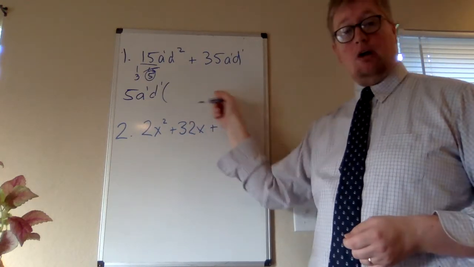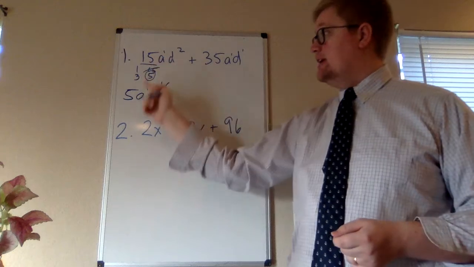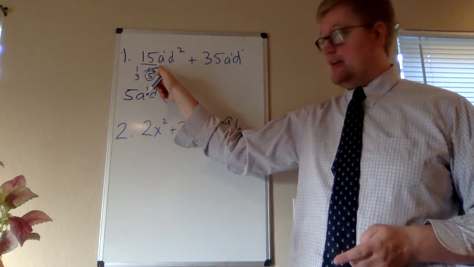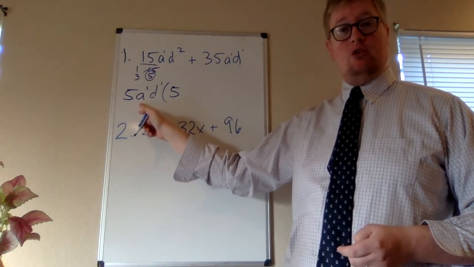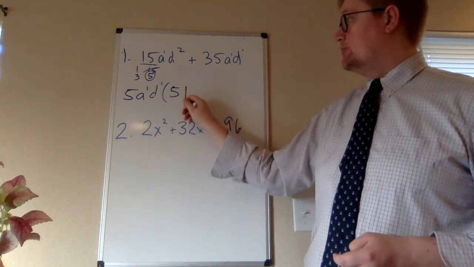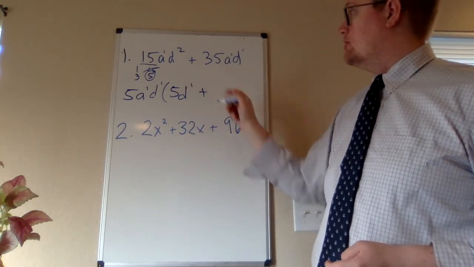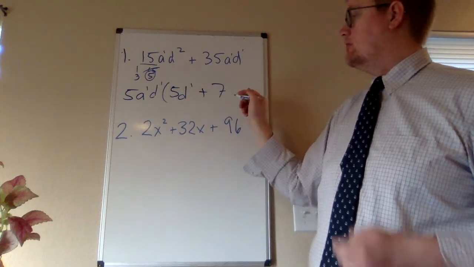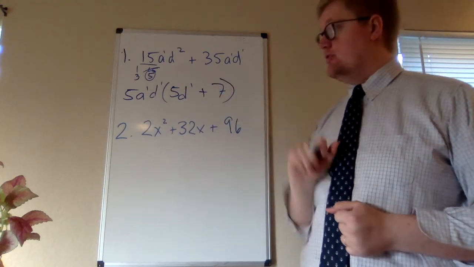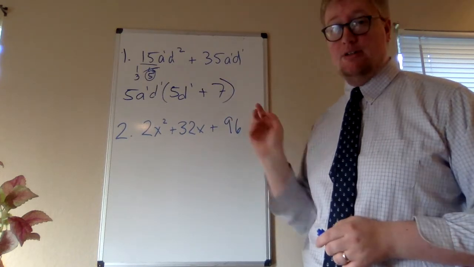In order to figure out what goes inside the parentheses, I start dividing and taking things out of these terms. So 15 divided by 3 is 5. If I have A to the 1 here and A to the 1 gets pulled out, there's no more A's left. If I have D to the 2 and I pull out a D to the 1, I'm left with D to the 1. Moving on, 35 divided by 5 is 7. If I factored out an A and a D, that means there's nothing left here, so that's my answer. That's fully factored form of problem number 1 in this example.